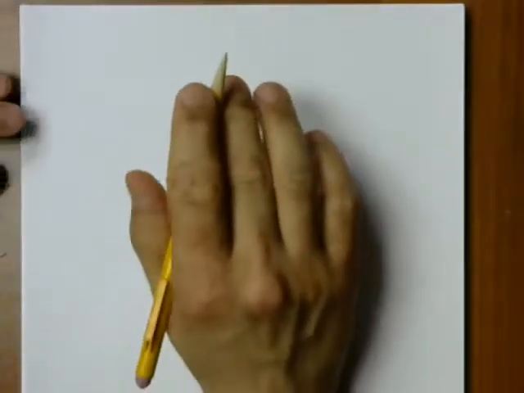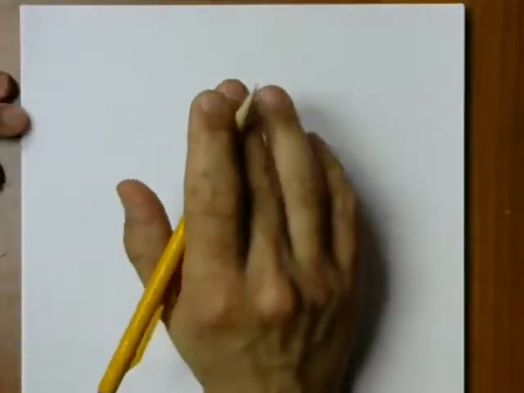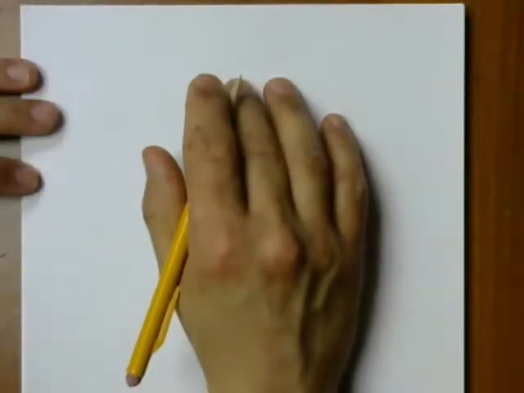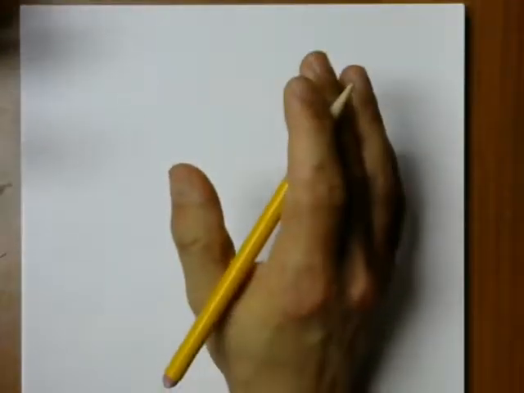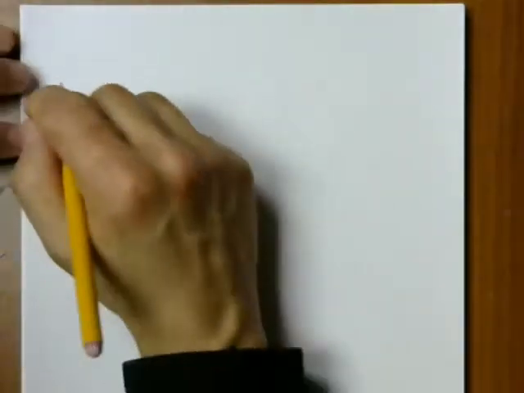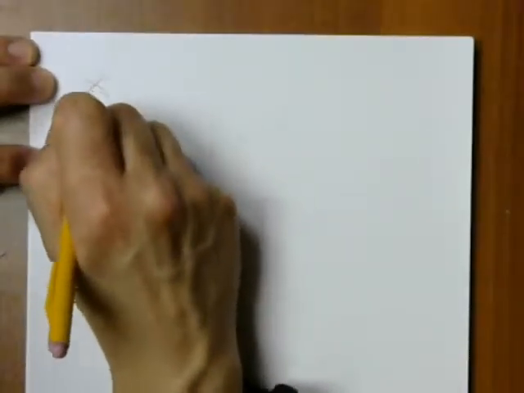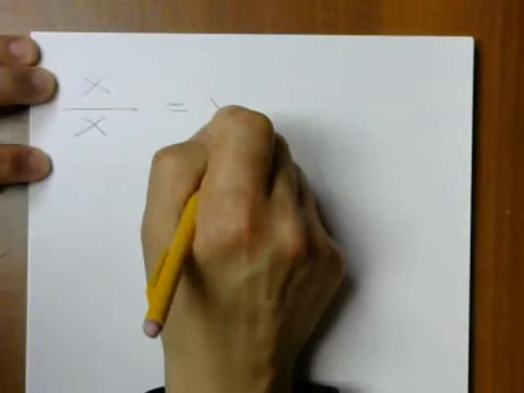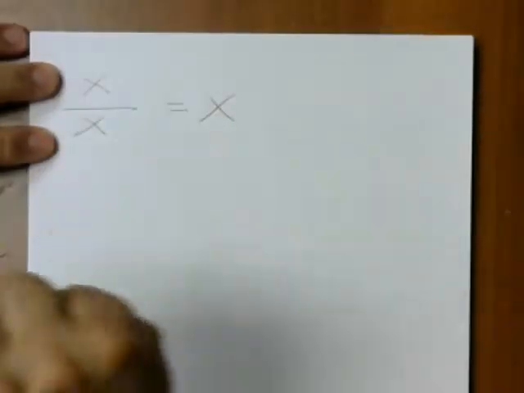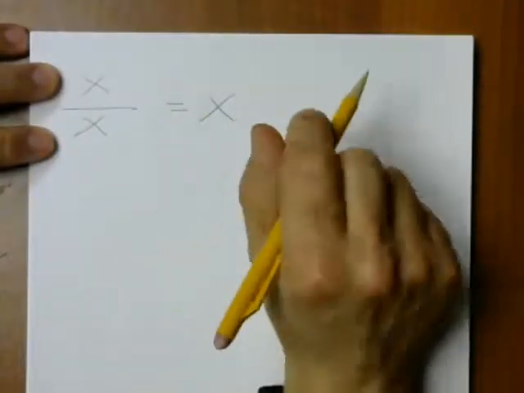Okay, let's look at trying to solve different types of equations. Equations that involve rational expressions. So maybe something sort of simple looking. We'll just put x's here, here, and here. So x divided by x equals x.